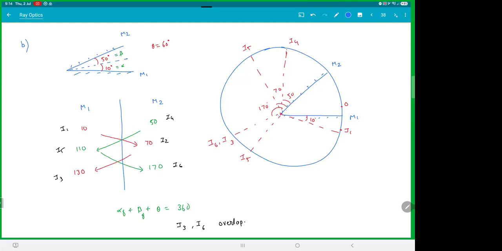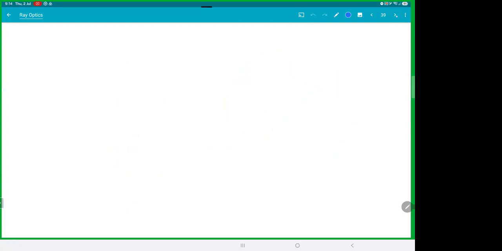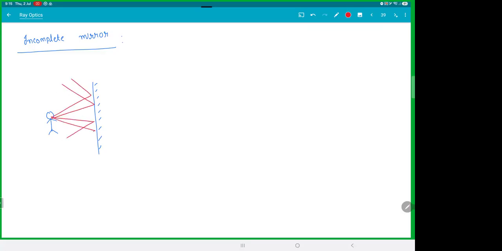Now, what happens if you have incomplete mirrors, or what if a mirror is broken? Then what happens to your image? So what happens with an incomplete mirror? Let's say there's a big mirror there and you're standing in front of it. So it's not a single light ray. There are a bunch of light rays there.